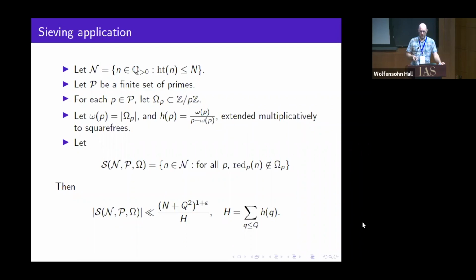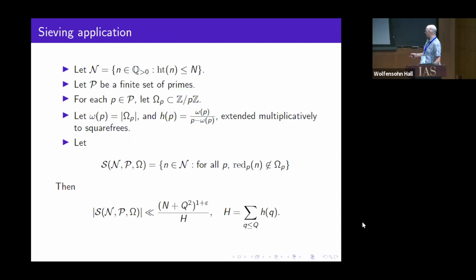Well, the arithmetical large sieve gives you an upper bound on that set. And it's this n plus q squared. Compared to the classical large sieve, it's not quite as nice because we've got this 1 plus epsilon. But the denominator is still this thing h.